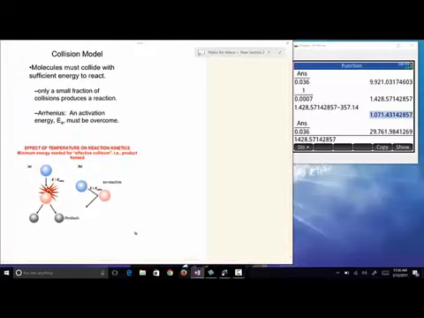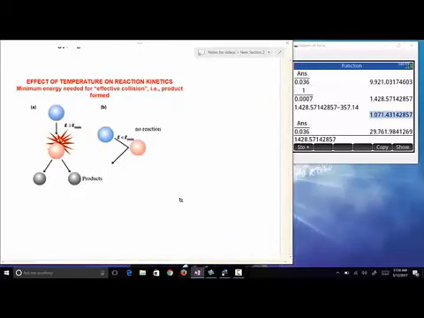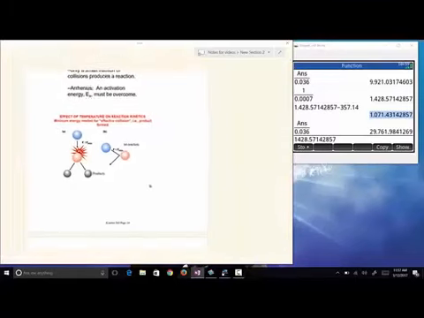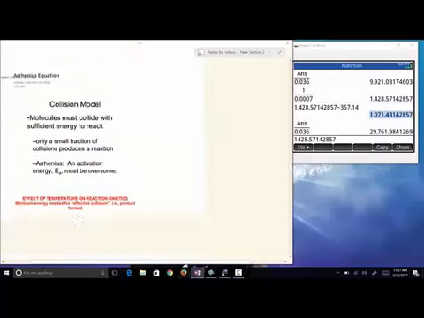Here we are, and these are just some little visuals. Here it's talking about the effective temperature, and if it's less than the minimum amount of energy in part B, we don't get a reaction to form products. They just bounce off of each other.